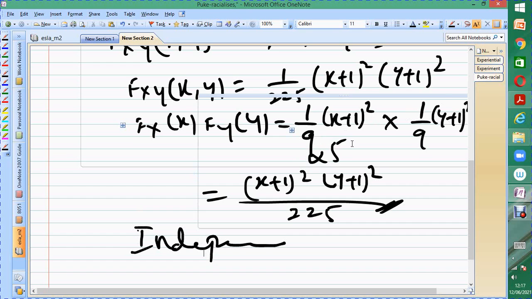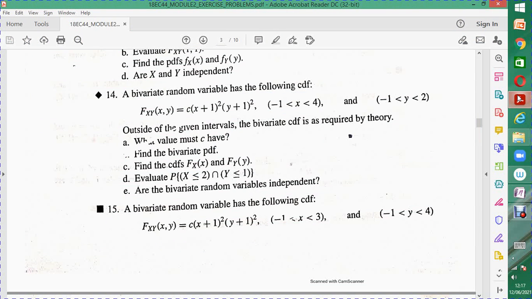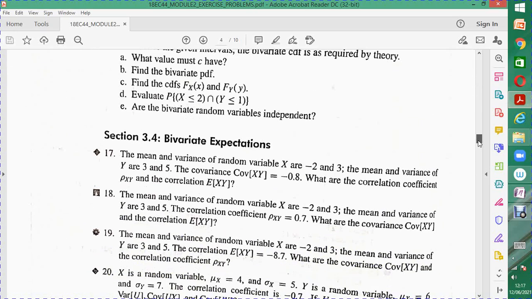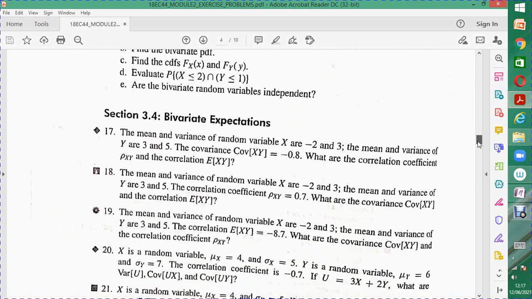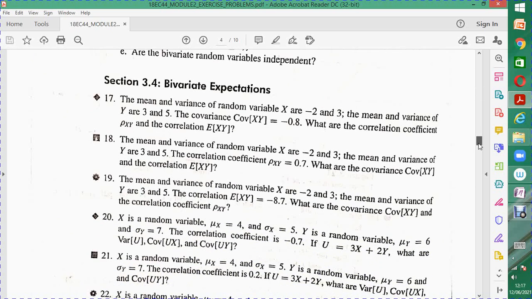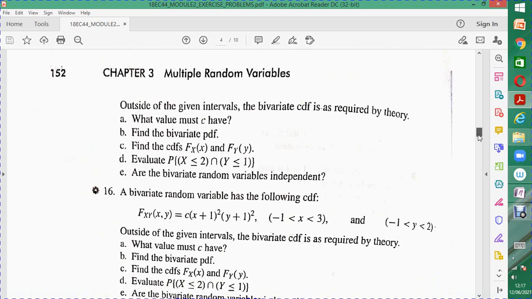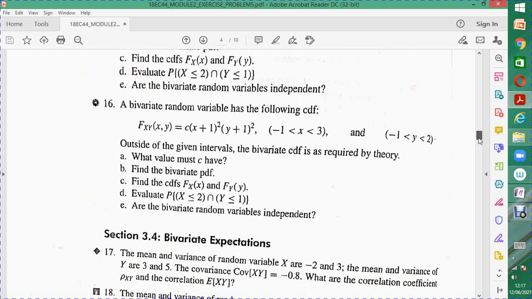So this is the problem number 14. Similarly, you can solve the problem number 15 and 16, which are the same. Take that as an assignment, 15 and 16, and solve. This is the 15th and this is the 16th.